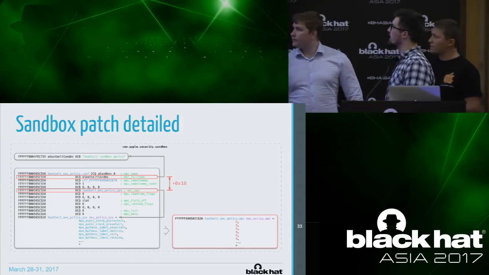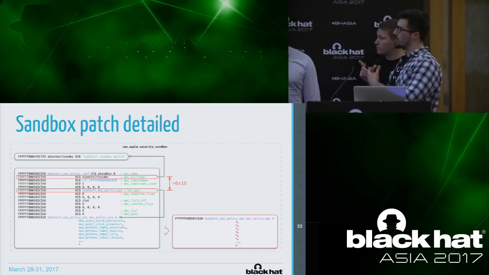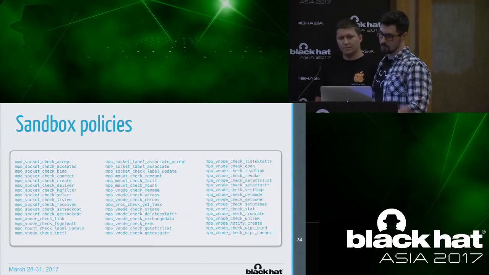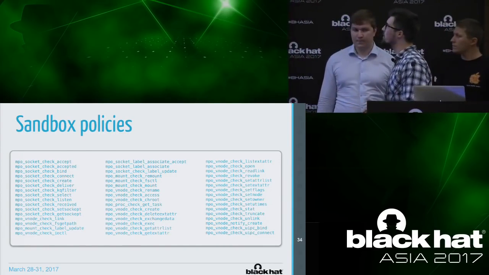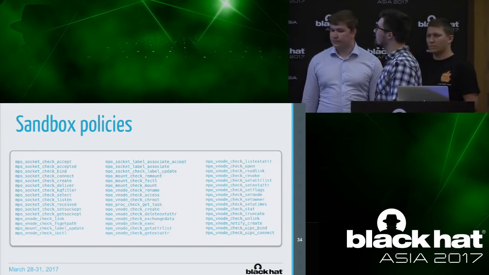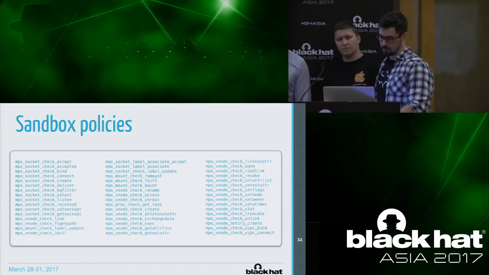And the MAC policy operations will look like this. So it's like an array which contains pointers to hooks. So we can null out everything or null out just the interesting hooks. So here is an incomplete list of sandbox hooks. For example, as we see, bind check, stat check, mount check, rename, and so on. So we can disable only partial hooks.